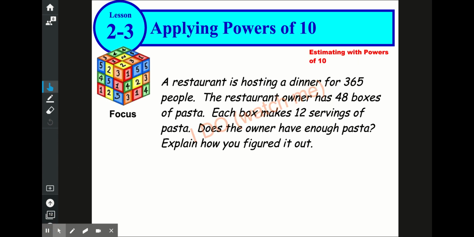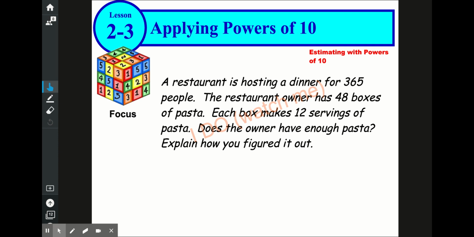I'm going to do this example for you. So just sit back and watch. A restaurant is hosting a dinner for 365 people. The restaurant owner has 48 boxes of pasta. Each box makes 12 servings of pasta. Does the owner have enough pasta? Explain how you figured it out.